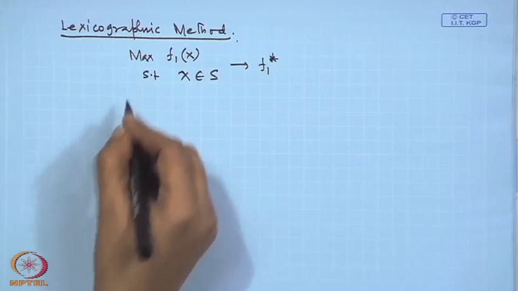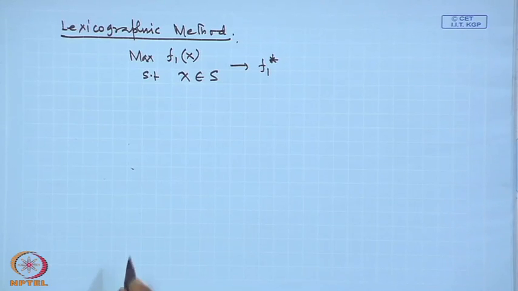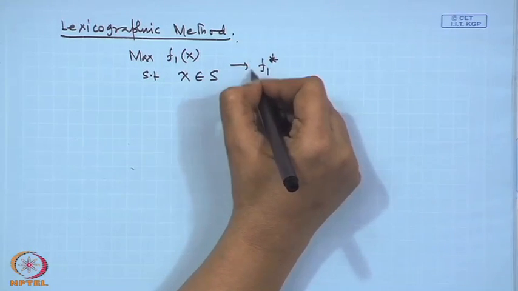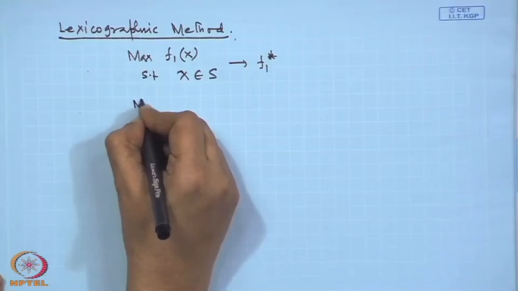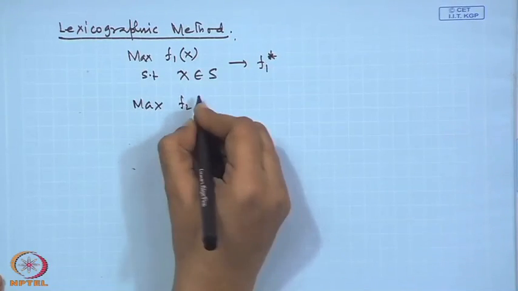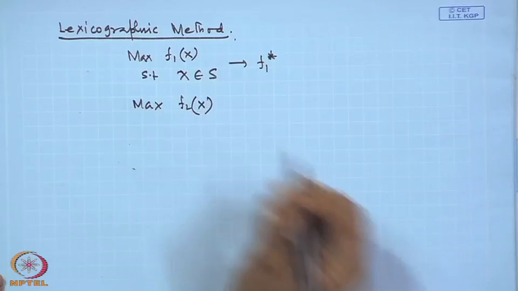Then next, we are solving a series of problems here. Now, if the decision maker is satisfied with this solution, that means if the decision maker feels that when I maximize the highest important objective function, whatever solution we get satisfies the decision maker, then we need not go for further steps. But if the decision maker is not satisfied with the solution, then he or she will go to the next objective function which has the next priority.